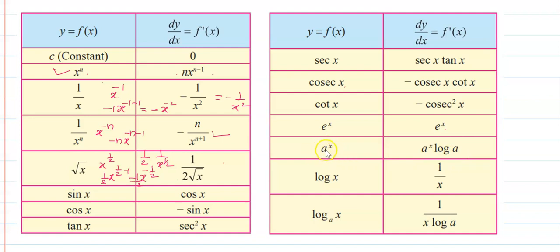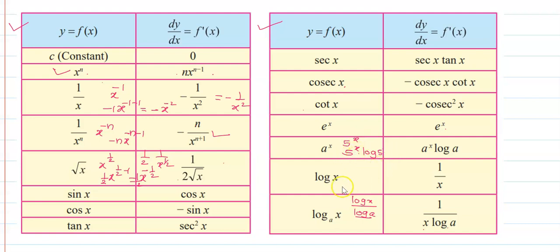a हा कुठलाही नंबर असेल, means suppose that I want to find out the derivative of a raised to x. Derivative of a raised to x is a raised to x into log of a. If I want to find out the derivative of 5 raised to x, then it will become 5 raised to x into log of 5. म्हणजे कुठलाही नंबर असेल त्याचा 2 raised to x, then what's its derivative, 2 raised to x into log of 2.